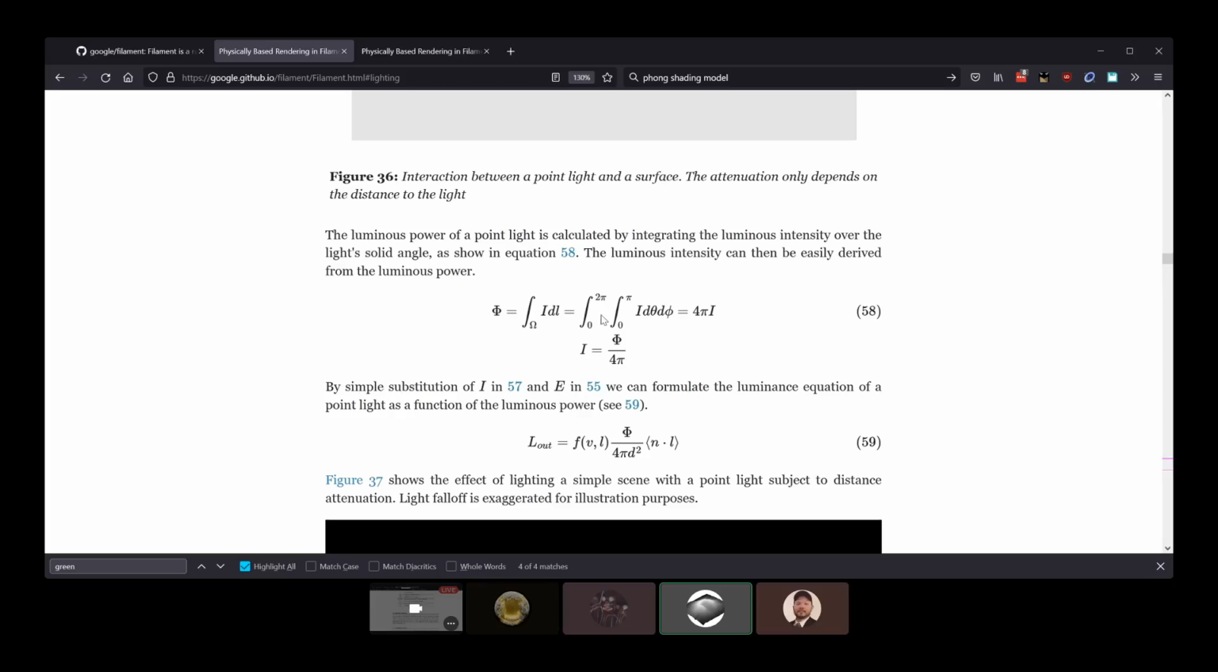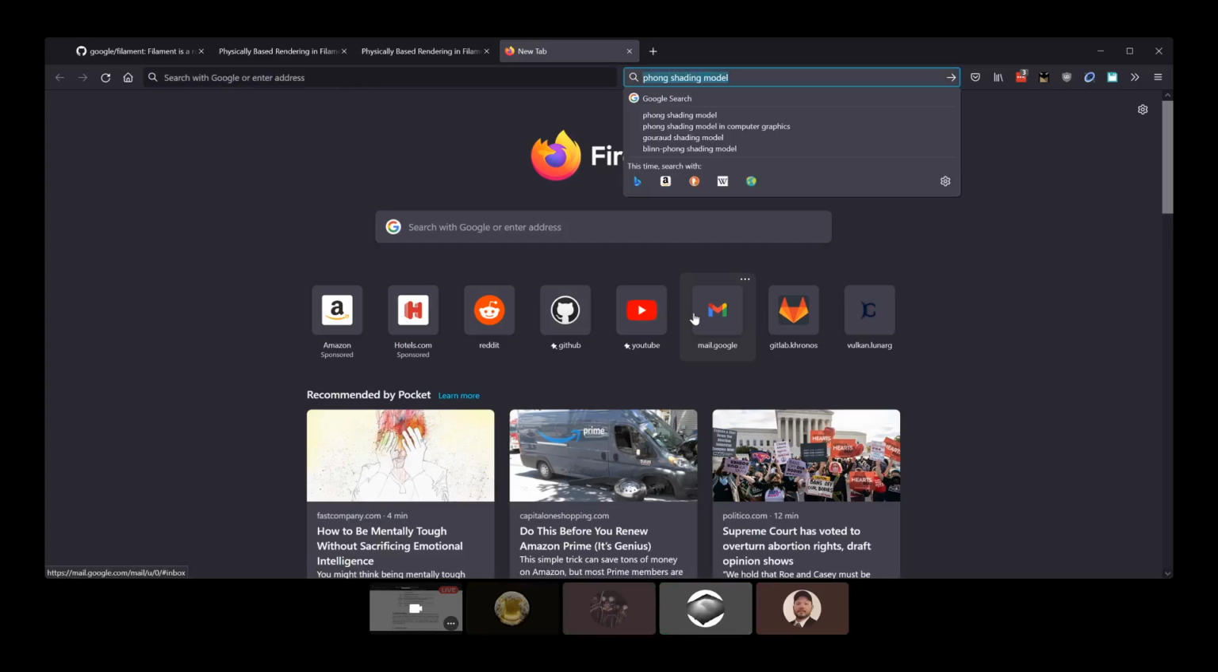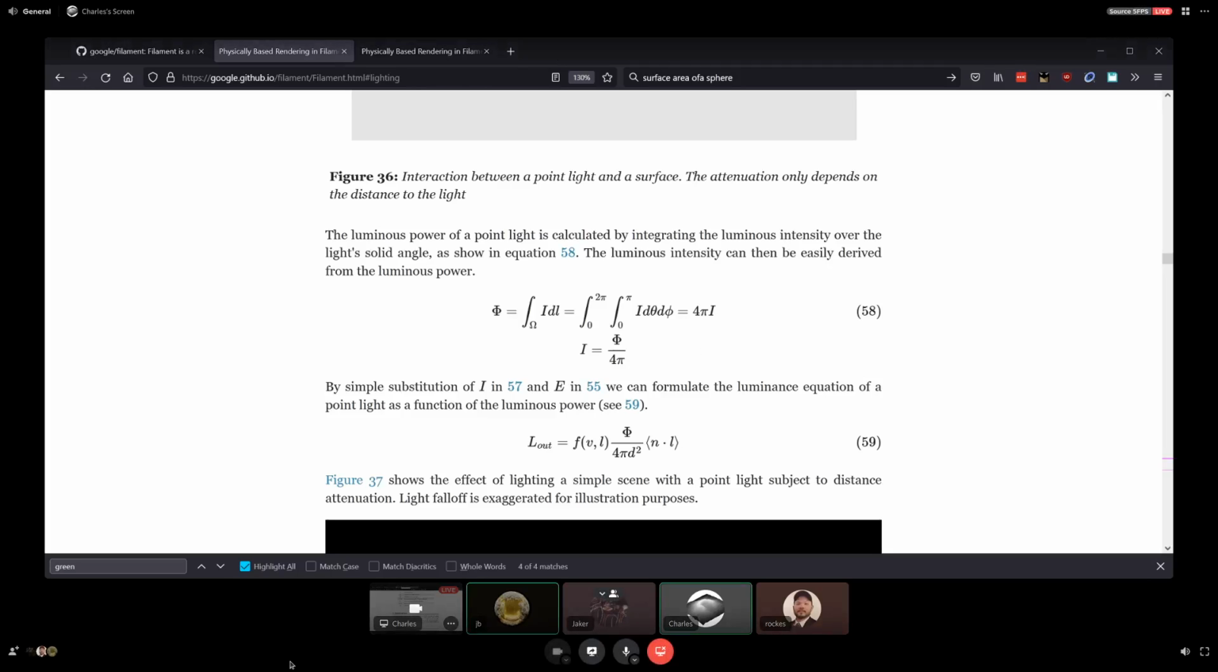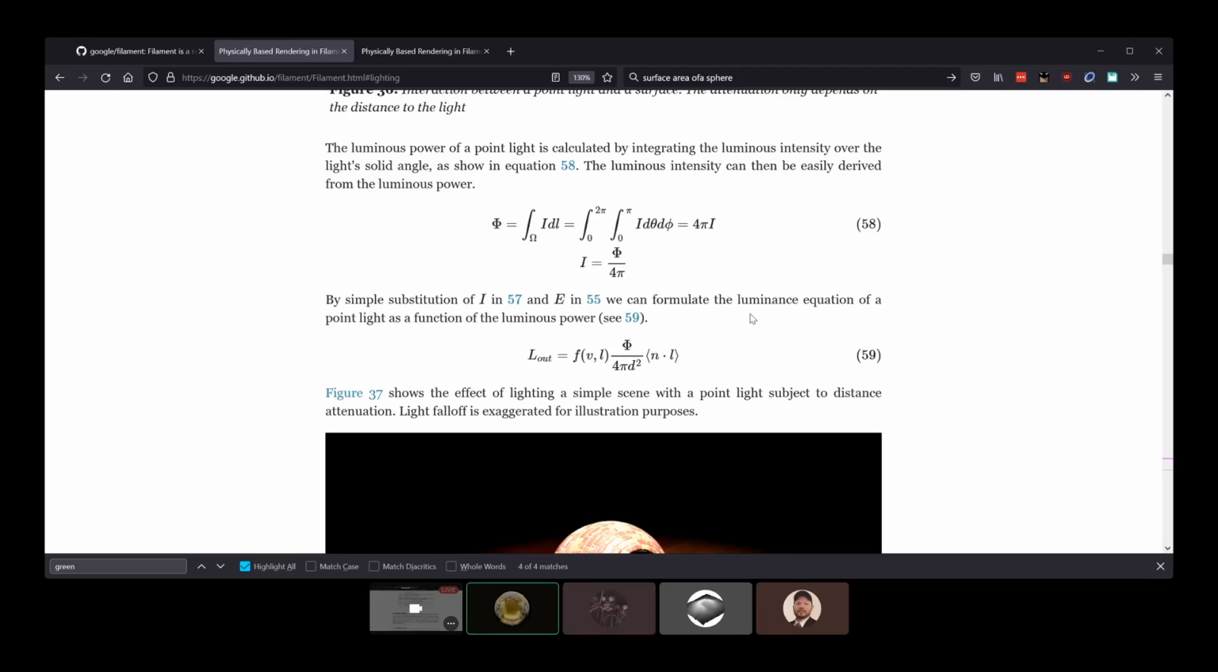I don't know if I'm getting sidetracked, but I think it's interesting being shown this integral rather than just, well, everyone knows the surface area is 4 pi r squared. But I think it's good to spell it out. The surface area of a sphere, 4 pi r squared. This is a unit sphere. Light solid angle. What's the intensity again?